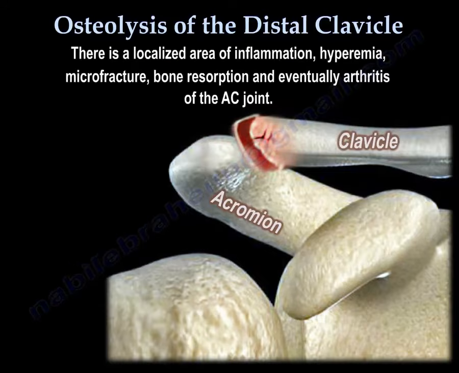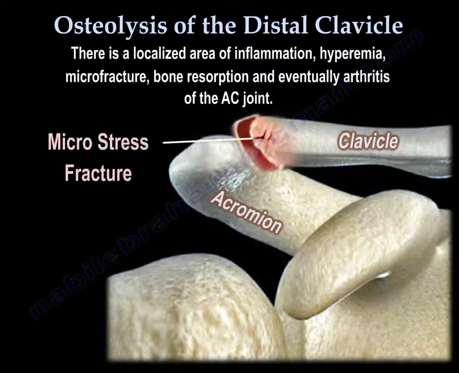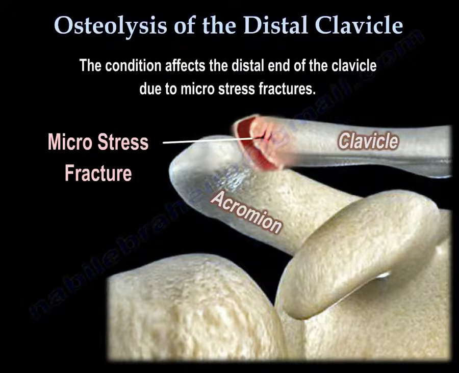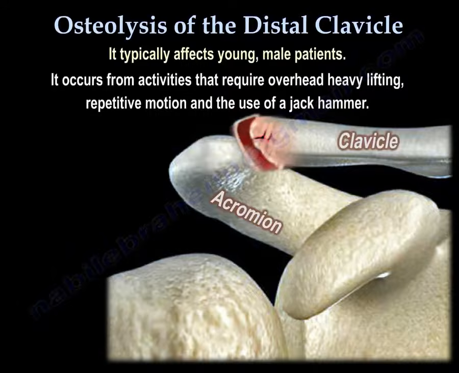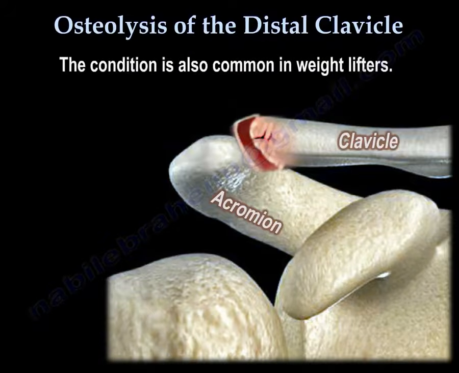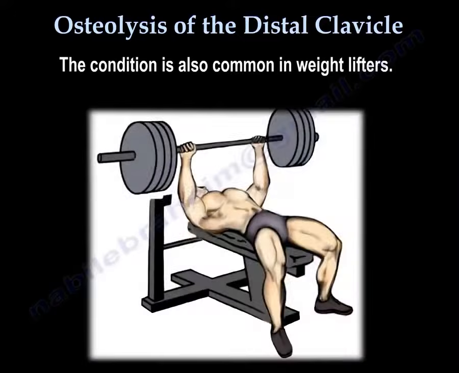There is a localized area of inflammation, hyperemia, microfracture, bone resorption, and eventually arthritis of the AC joint. The condition affects the distal end of the clavicle due to micro-stress fractures. It typically affects young male patients. It occurs from activities that require overhead, heavy lifting, repetitive motion, and the use of a jackhammer. The condition is also common in weightlifters.